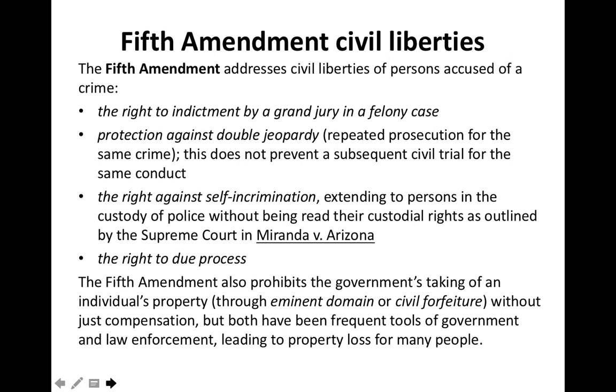And then you have the right to due process. And then it talks about eminent domain, or civil forfeiture. Sometimes law enforcement will engage in asset forfeiture in the event that there are assets to be taken. Usually it's due to drug issues.